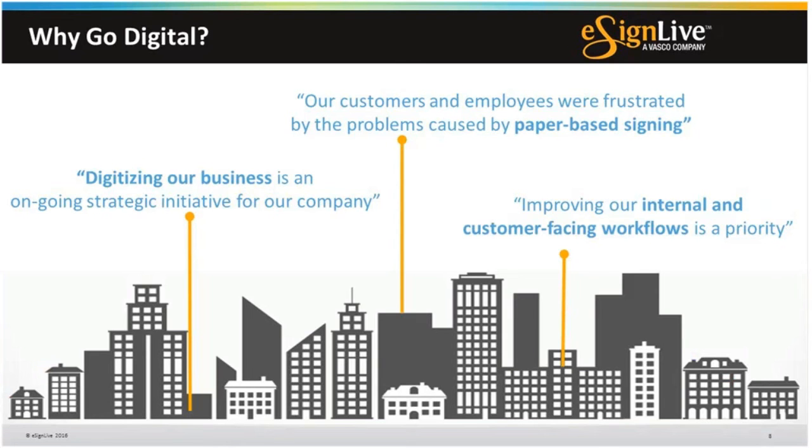So this slide that I have up here right now exemplifies the top 3 reasons why organizations are using e-signatures to go digital. So for example, one customer told us, digitizing our business is an ongoing strategic initiative for our company. And another one said, our customers and employees were frustrated by the problems caused by paper-based signing. And finally, improving our internal and customer-facing workflows is a priority. So as you can see, the main business drivers for moving to an all-digital process with e-signatures is around operational efficiency and improving the overall customer experience.